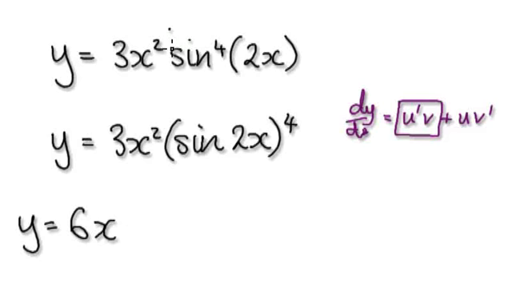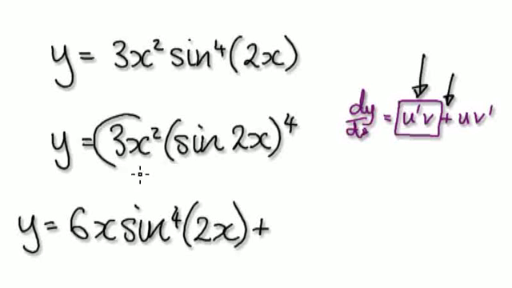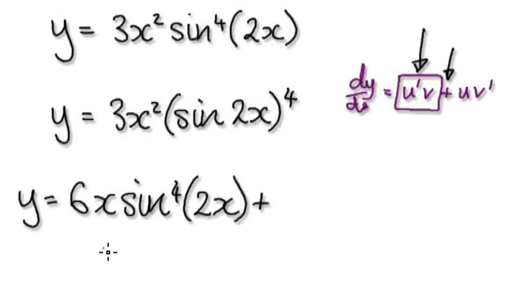I'm going to write it in this form here, but in my mind I'm going to visualize it like this, if that makes sense. So differentiate this and then leave this intact. Leaving it intact, it will be sine to the power 4 of 2x. So that's this part done, and then we need the plus here. So plus, now leave this the same, which is 3x squared, and then differentiate the v.